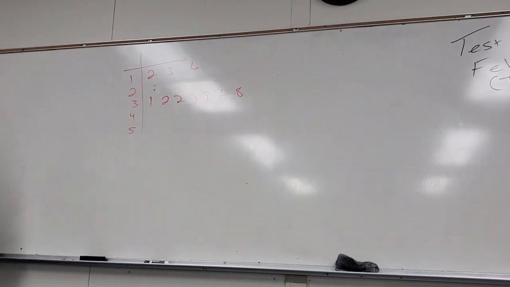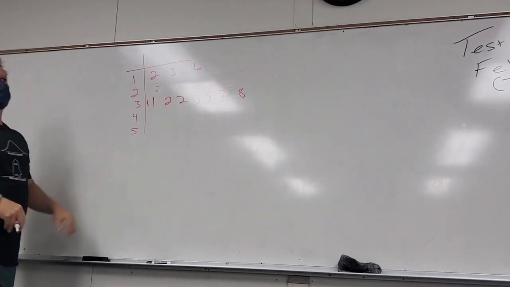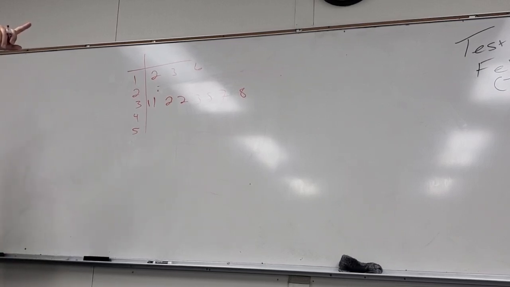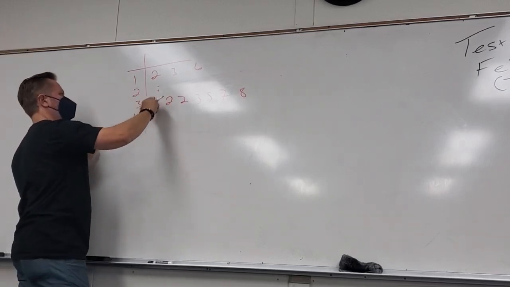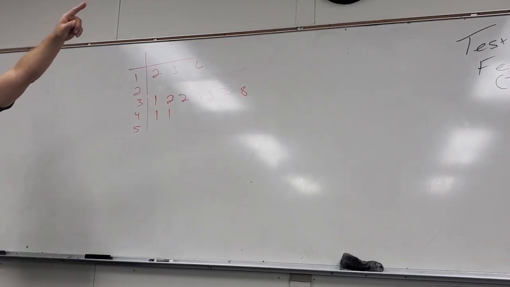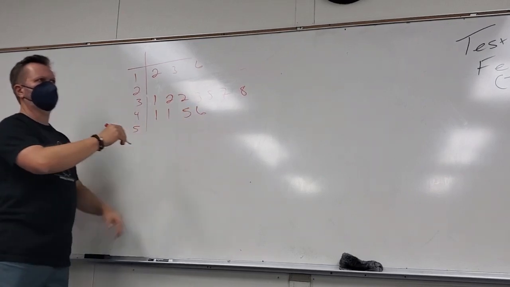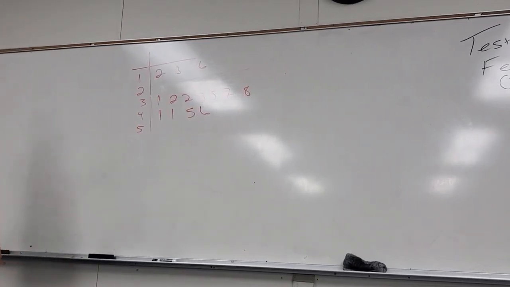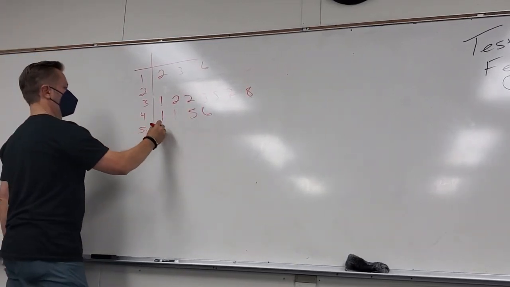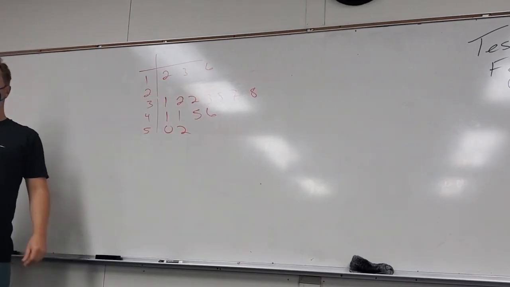What about the 40s? Just 2 1s. No, the 40s is 2 1s, okay. 1 1, and 5, 6. That's it. And then the 50s, 0, 2. You can always double check: count how many numbers you got down there and make sure it's the same as the number of data points.